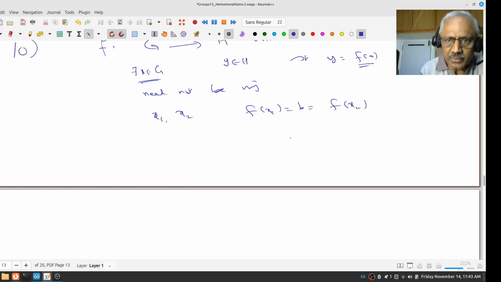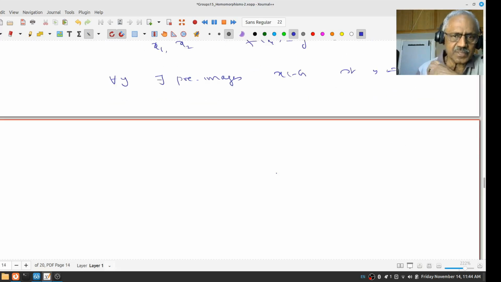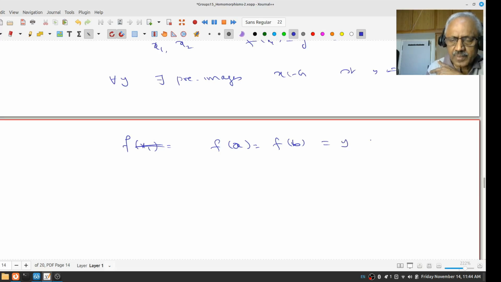So what I want to know is, since this is onto, for every y there exist pre-images, x in G, so that y equals f of x. I want to know, is there any way I can characterize such pre-images? Let us look at it. Suppose my f of x1, let me write now only a and b. f of a equals f of b equals y, in H. a and b are in G, of course.